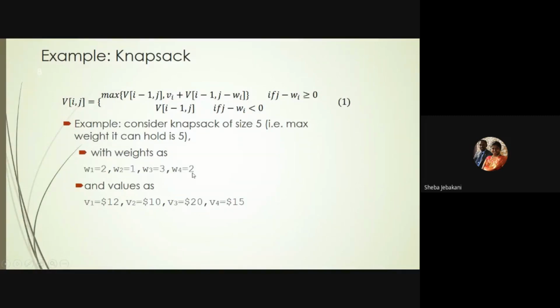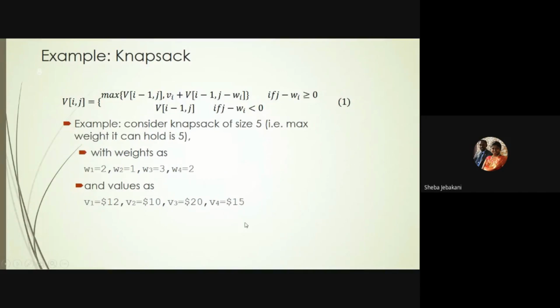Now if I take 3 and 2, you get 20 plus 15, that is 35. Whereas if you take this 2 and this 3, you get 12 and 20, which is 32. So if I take 2, 1 and 2, that is the first object, second object and fourth object, I get 12 plus 10, which is 22, plus 15, which will give me 37.